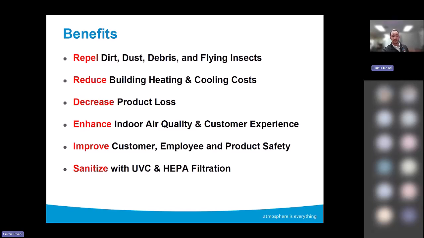We can also improve safety. Safety is a really big one as well, especially when we're talking about air curtains in more industrial settings, or again, maybe something like cold storage, where condensation buildup can occur on the floors. Ice buildup can occur on the floors outside of a freezer door.